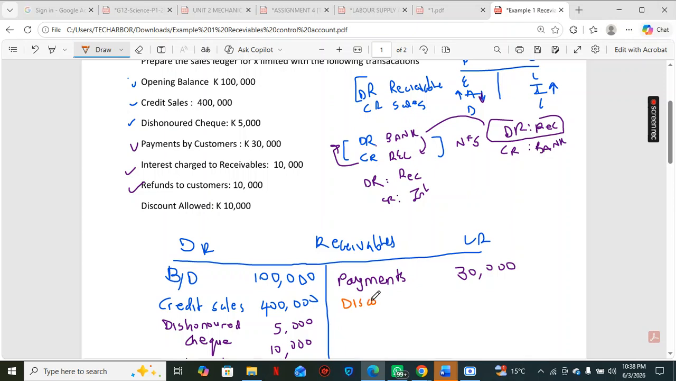Discount allowed. Because this discount, you remove it from what they are owing you. If someone is owing you 1,000 kwacha and you give them a discount of 100 kwacha, it means this discount is dropping what they owe you. From 1,000 kwacha, it's dropped to 900 kwacha. So if it drops what is being owed to you, credit. So you're going to say discount allowed 10,000.